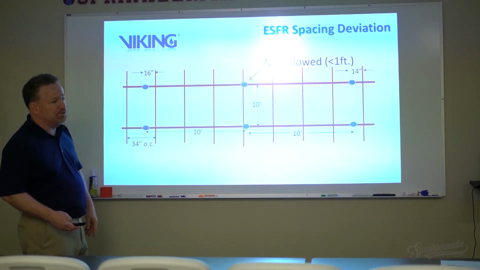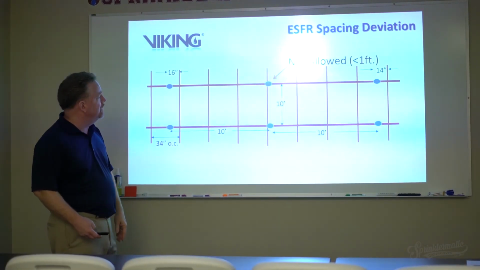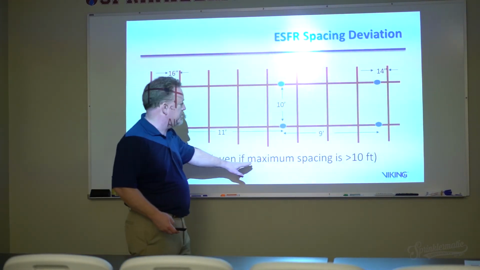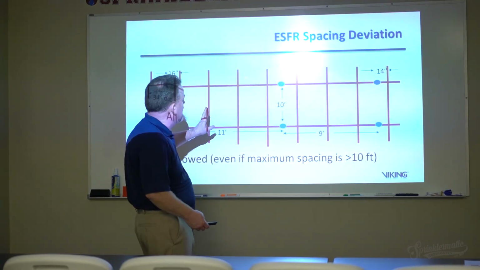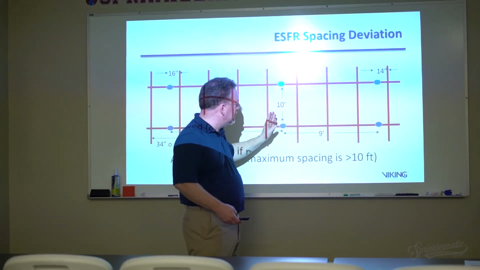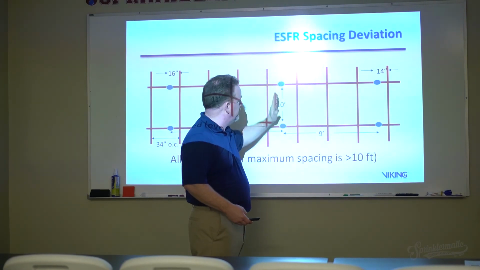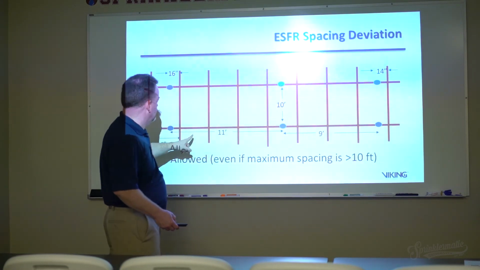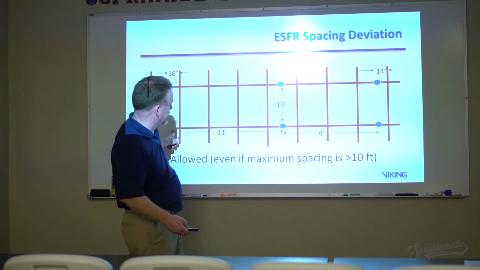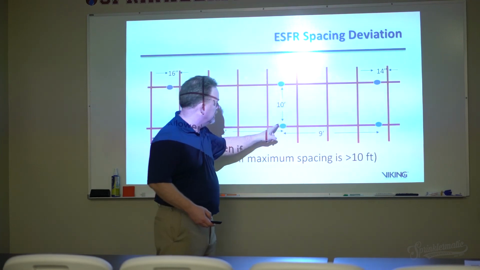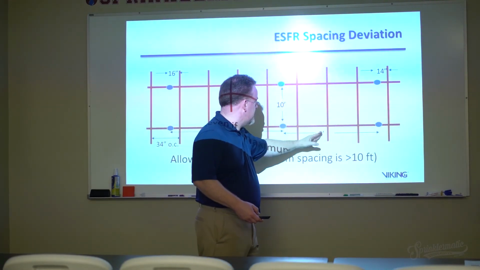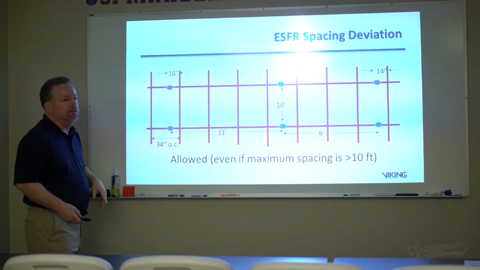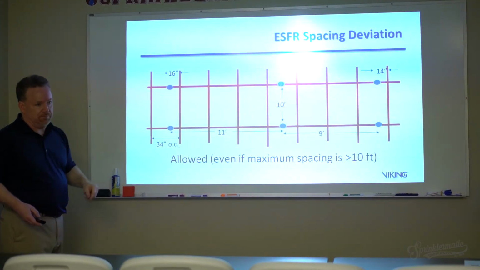Okay, so I'm not permitted, so what do I do here? Well, even if the maximum spacing is greater than 10 feet, I'm allowed to take that one set of sprinklers, this line, and move it to comply. So I can go 1 foot. I take it from 10 to 11, I take this from 10 down to 9, and I've still got my 10 by 10. And I'm allowed to do that once. Once in the building? Once in the system, once in my area.